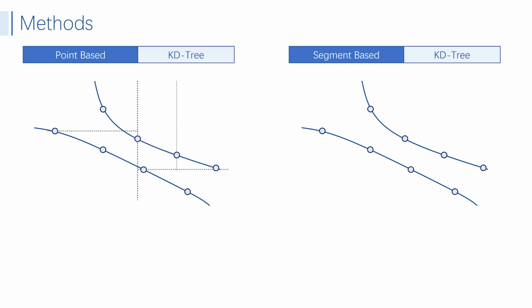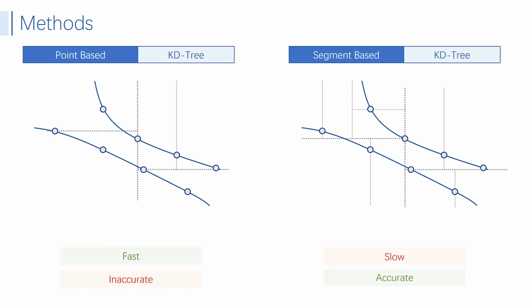Another approach is about segments. We can regard each curve as some tiny segments connecting one by one, and then build a KD-tree with segments. For the existing methods, point-based KD-tree is fast but inaccurate, while segment-based KD-tree is slow but accurate. For example, in this slide, purple points are query points, and the point-based KD-tree will ignore paths between two neighboring points, like the area between two orange sample points. While the segment-based KD-tree will notice this.